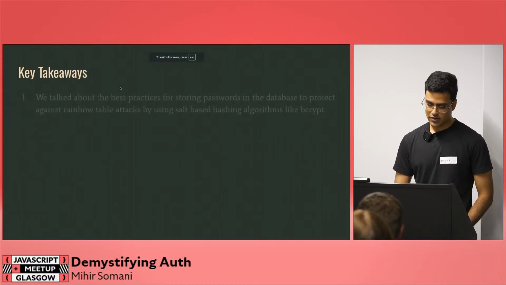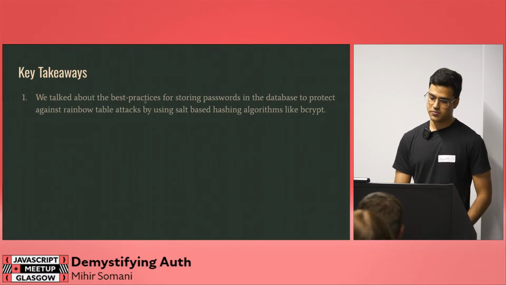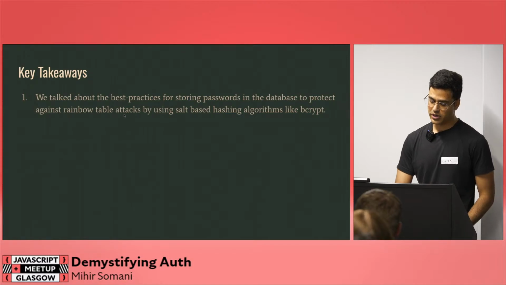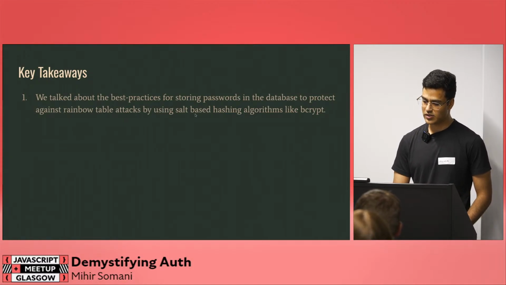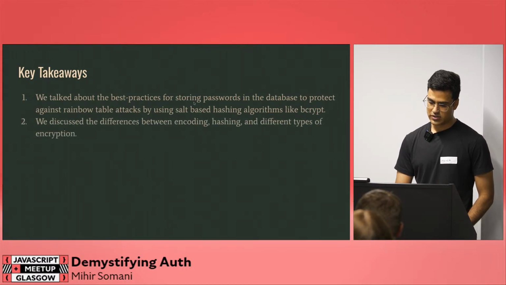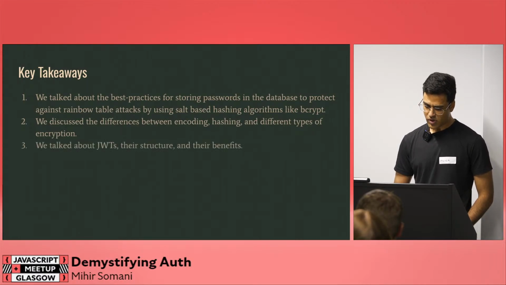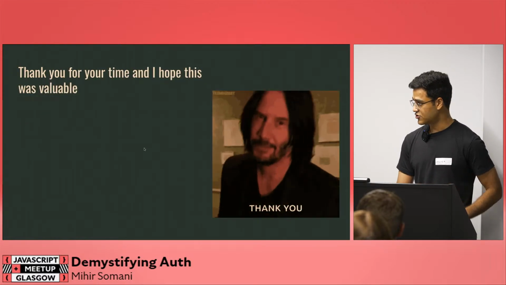Just to summarize key takeaways, we talked about the best practices of storing passwords in the database to protect against rainbow table attacks by using salt-based hashing algorithms like bcrypt. We discussed the differences between encoding, hashing, and different types of encryption, asymmetric and symmetric. We talked about JWTs very briefly because it could be a whole talk of its own, their structure and their benefits. And that's really it.